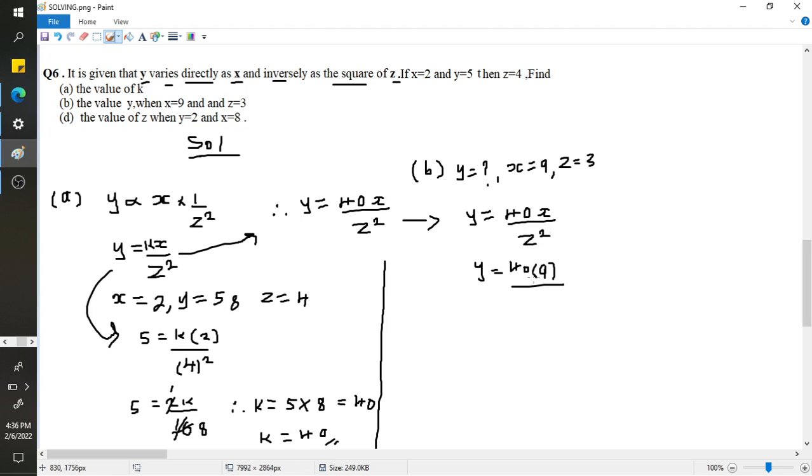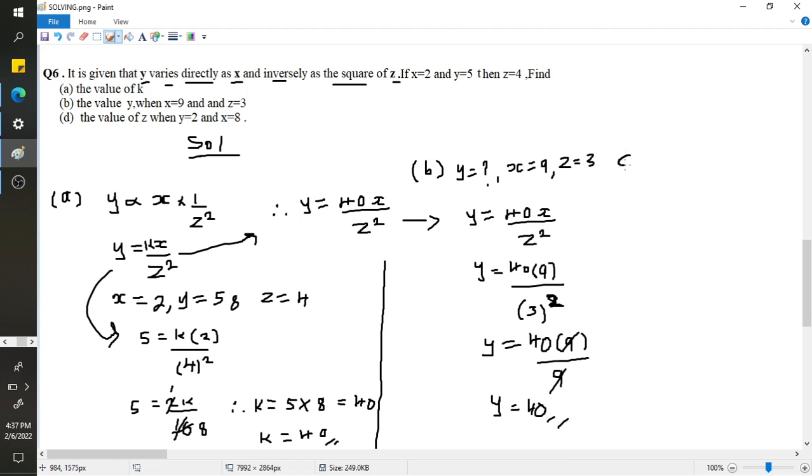So there we can proceed now. z is 3, that's 3 squared, sorry, not cubed. Now look at this. We have 40 multiplied by 9 over 3 squared, that's 9. So you can divide 9 there and there 9. So your y will be 40. So the value of y is 40.